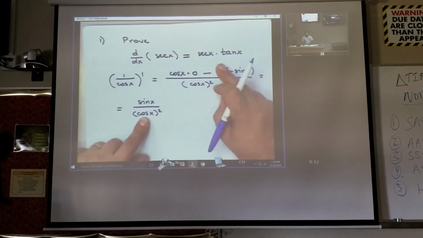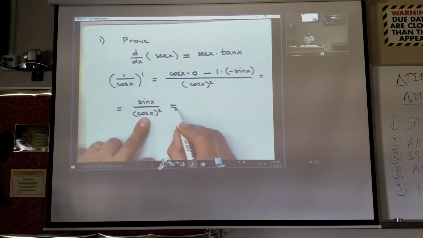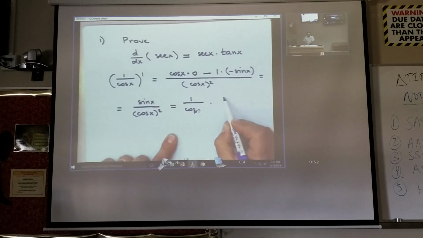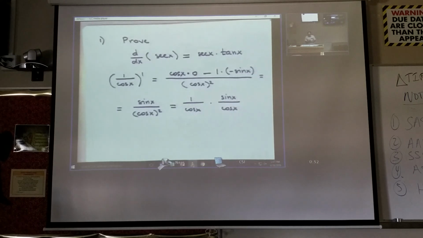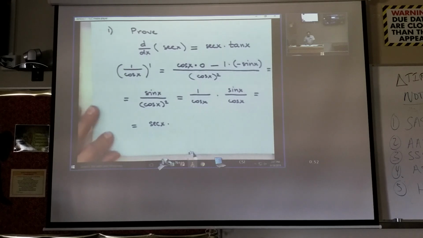So what do we do? You can take out a sine x and a cosine of x to get a tangent. Good, absolutely right. But I'll follow this setup, so I'll put 1 over cosine of x times sine of x over cosine of x. Can you see that? I split it. So now we know that this one is secant, and sine over cosine is tangent. And we're done.